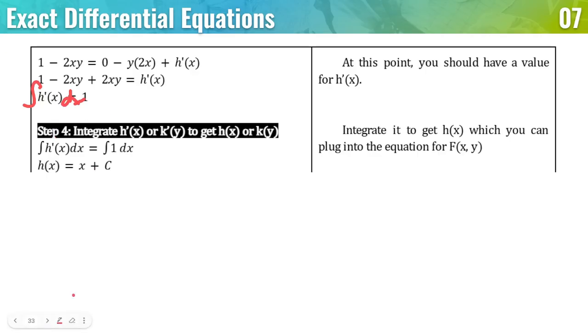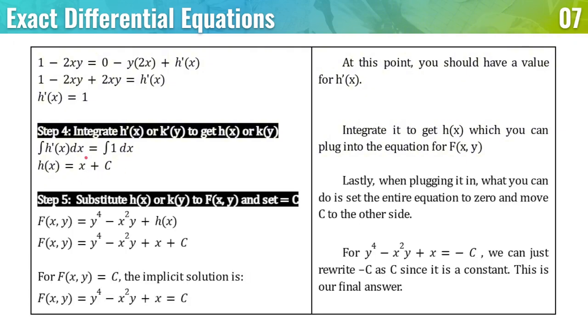So now that we have reached here, we can now take the value of h of x without the prime. So the integral of 1 dx is going to become x, and then we add plus c. Lastly, we get this and substitute it in here. So for our answer, we have y raised to 4 minus x squared y plus x plus c.